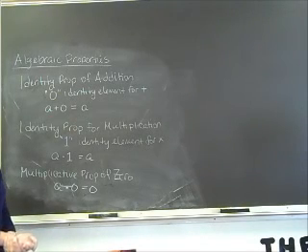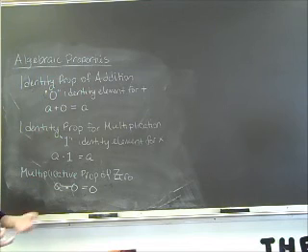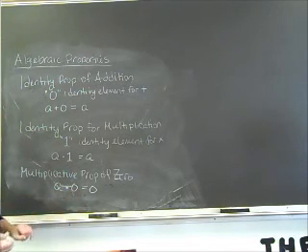So 5 times 0 is 0. A million times 0 is 0. It doesn't matter what you're multiplying. As soon as you start multiplying by a 0, the whole problem is over.